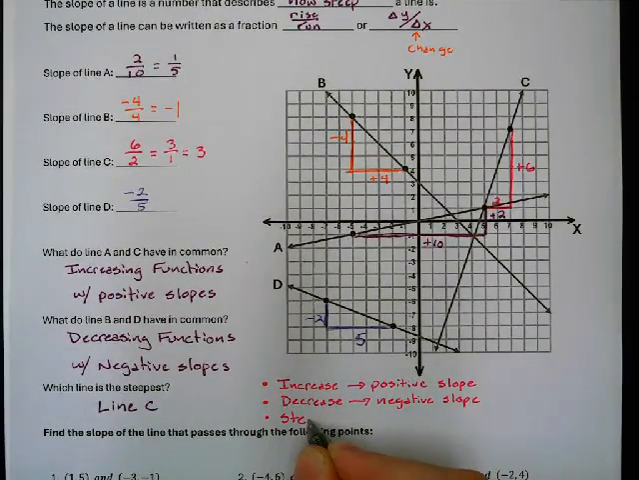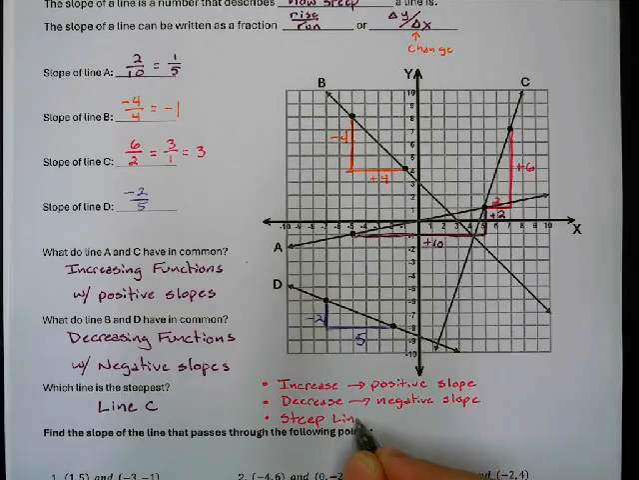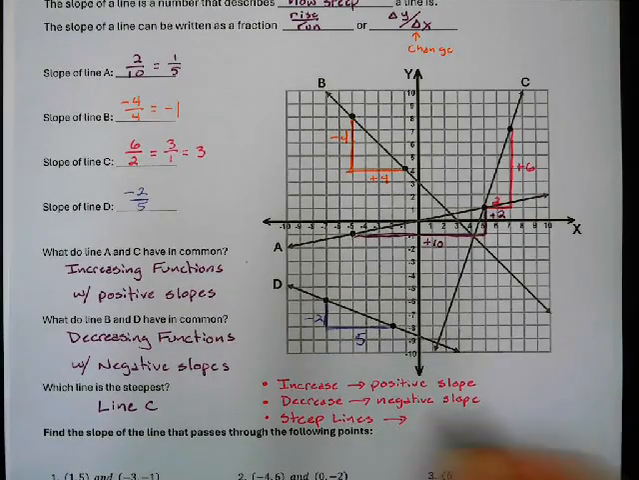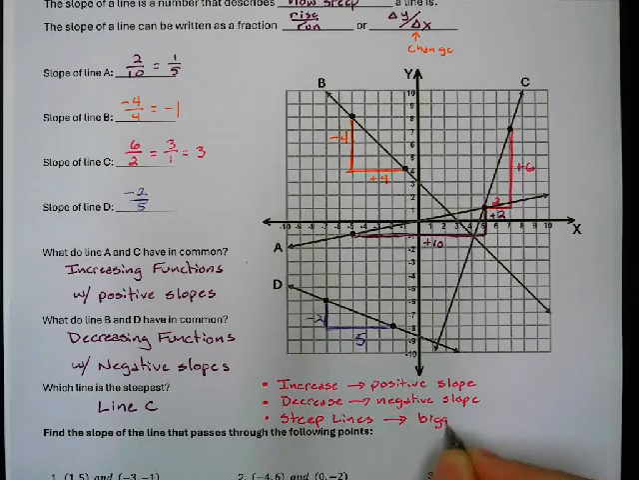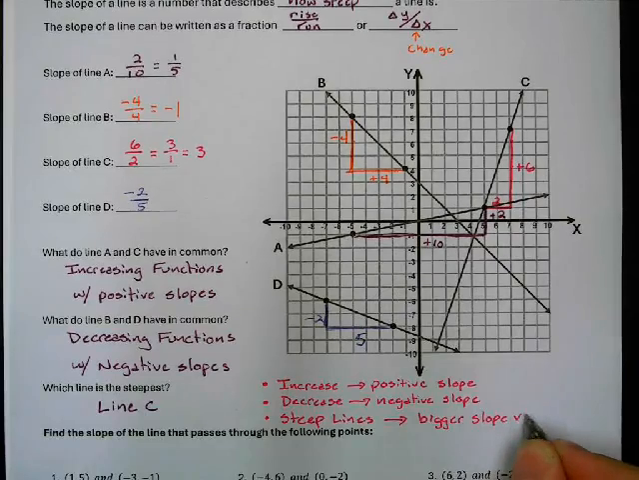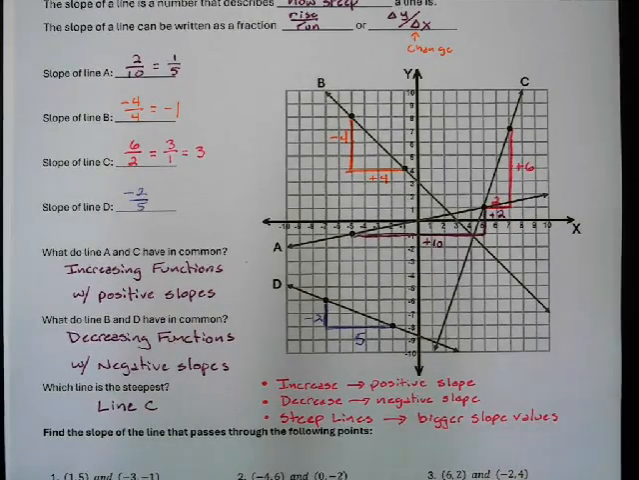You spell steep, S-T-E-E-P. That doesn't look right. Whatever. Steep lines have bigger slopes. All right, so that's what we've learned here.